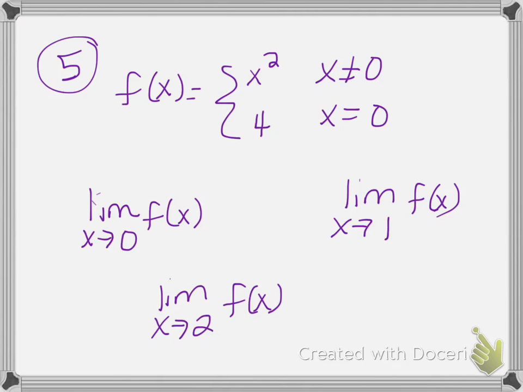Alright, this one's a little different because it says x is not equal to 0 and x equals 0. And piecewise functions like that usually include a hole. So it might be a line with a hole, and then the x equals 0 and 4, it might either fill in the hole or put a hole somewhere else.